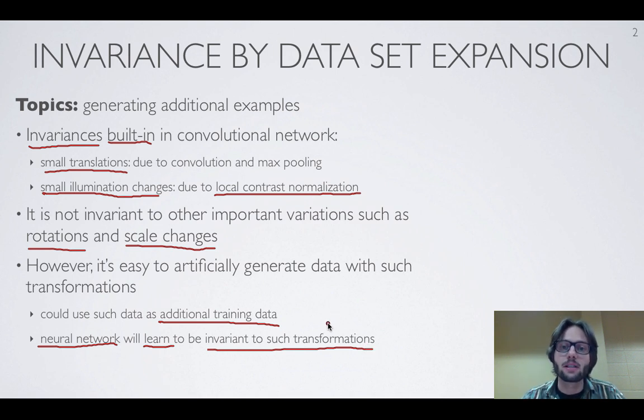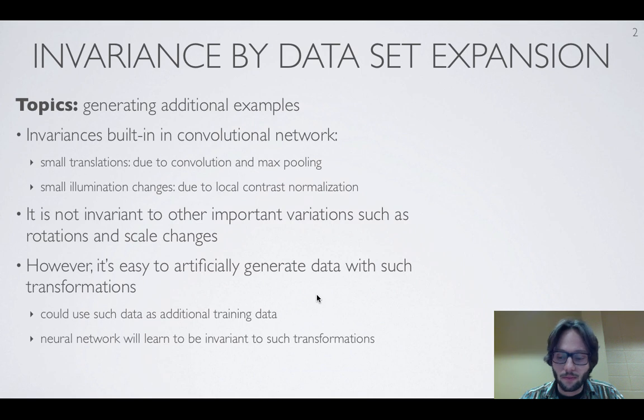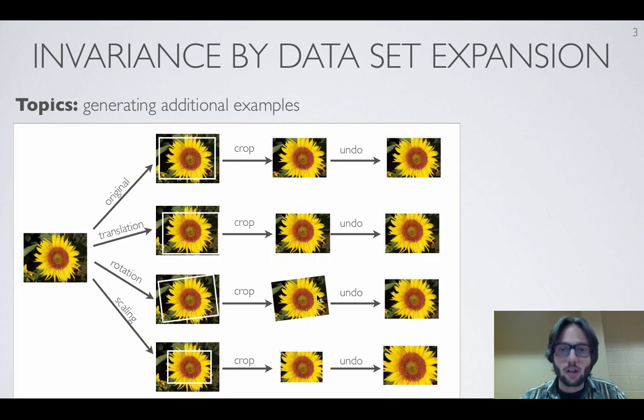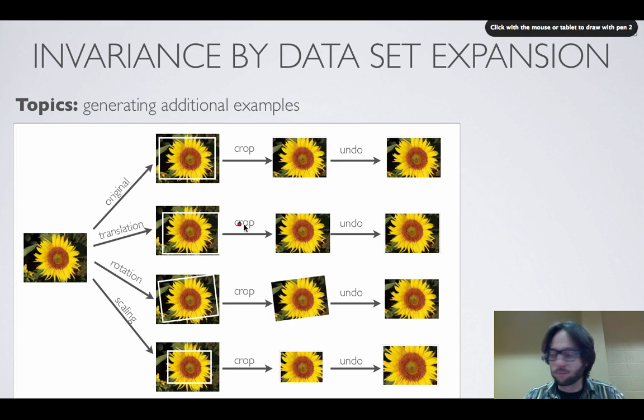It will get explicitly the signal that it should output the same object for any variation in the rotation or scaling that we generate. So here's a cartoon illustration of how we could generate these additional examples. In each case, we'll essentially take a smaller portion of the image and apply a transformation to it, and then undo the transformation to get an image in the same reference frame.